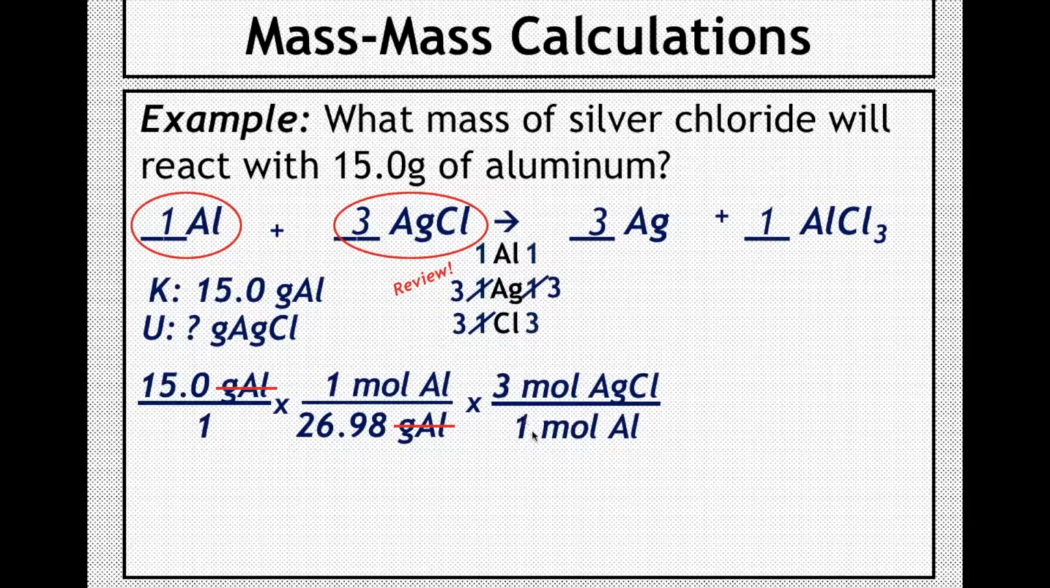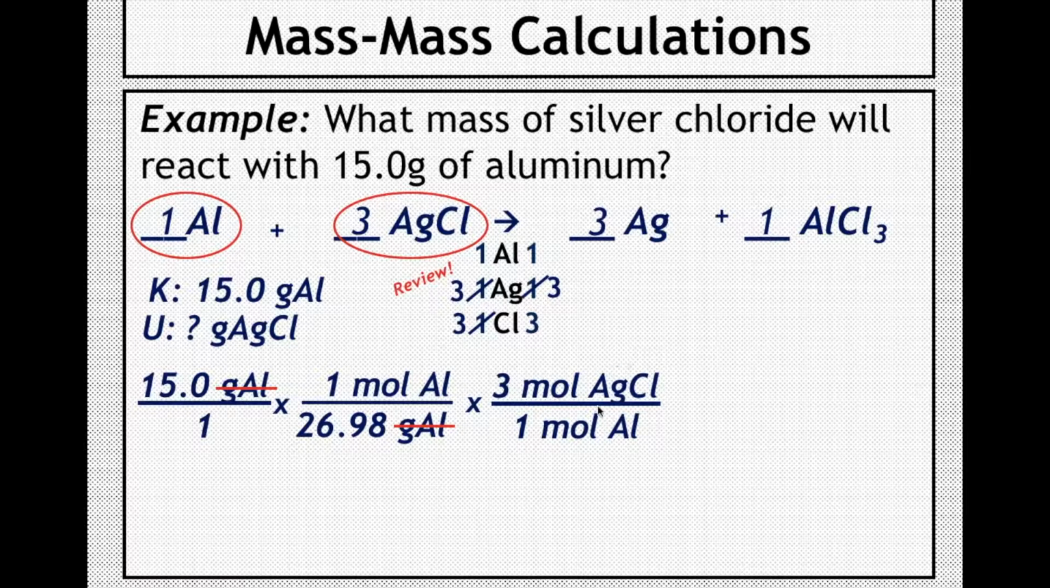This 1 right here, that is where we got this number from. We got it from the coefficient. So if this would have been 2, we would have needed to put 2 here. But it's 1, so we put 1 here. And then the 3 came from this right here. So this is the mole-to-mole ratio. This is our little bridge that gets us from aluminum to silver chloride. That's how we can switch from our elements.